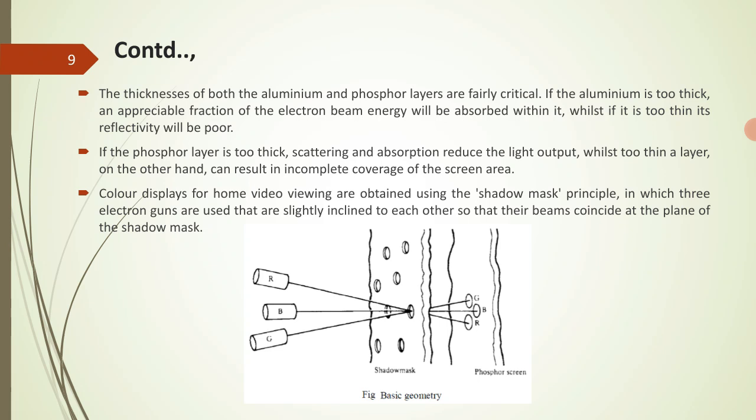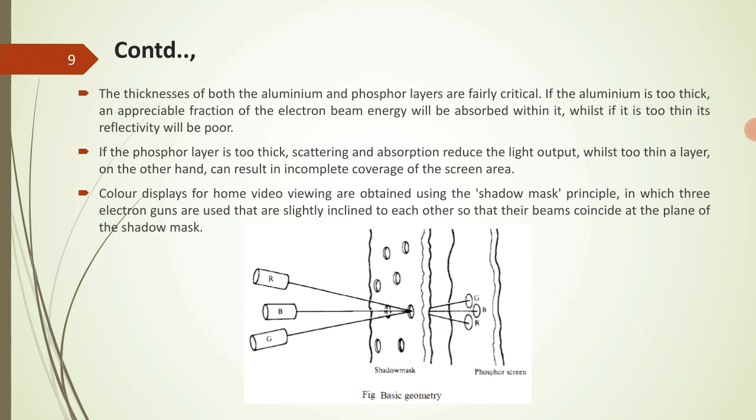Here, whenever the aluminum layer is too thick, the electron beam will lose its energy by absorption in it. When the phosphor layer is too thick, then scattering and absorption reduce the output light. So this is the basic concept involved in cathodoluminescence and the cathode ray tube.